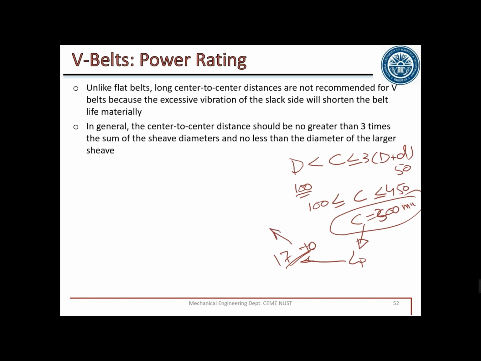Select a belt. For that selected belt, calculate LP, and from that LP calculate C, and just compare if C falls within this range. If C lies within this range, then the selected belt is acceptable.